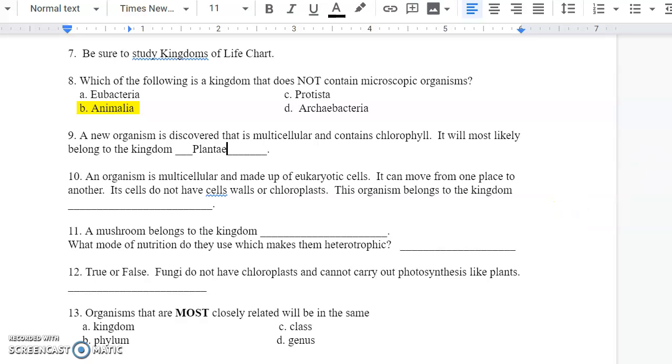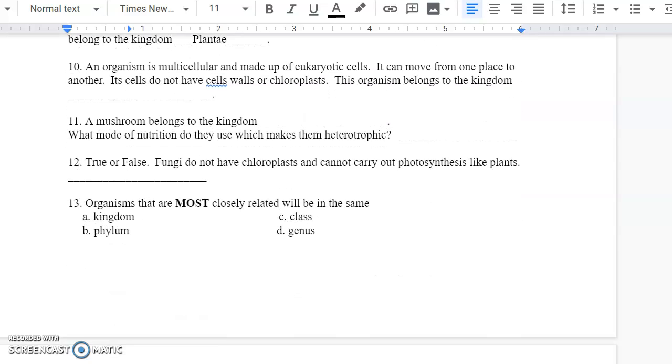Plants are multicellular and plants have chlorophyll. Number 10. An organism is multicellular. Again, we're multicellular, eukaryotic cells. So we know that it belongs in domain Eukarya.